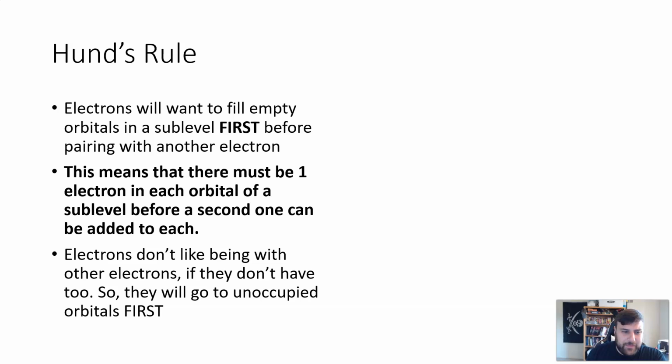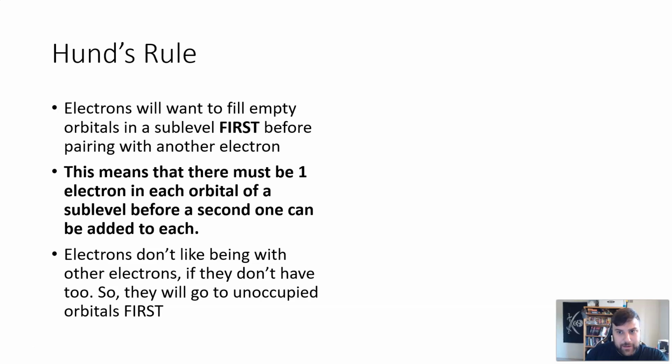And as I stated at the beginning, electrons don't like being around each other if they don't have to be. And when I say have to be, we'll talk about that on the next few slides when it comes to Aufbau's principle. But in general, they don't want to partner if they don't have to partner.